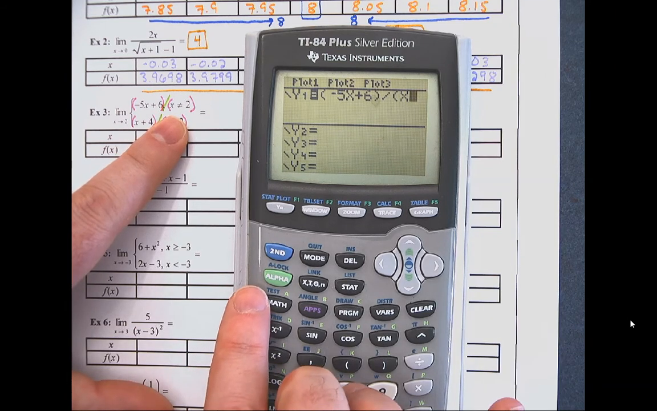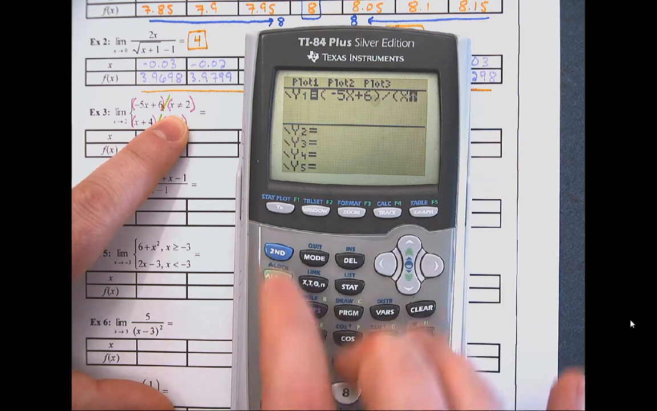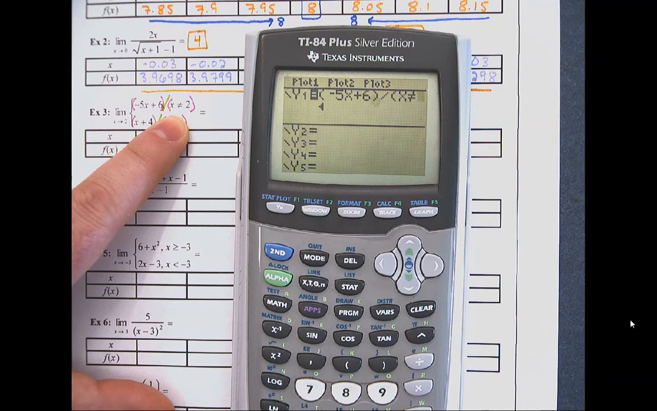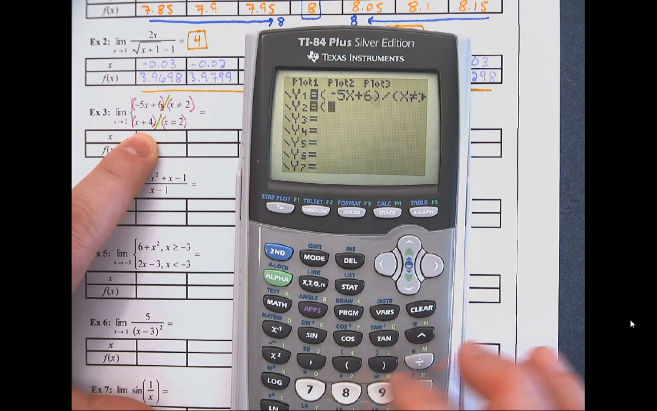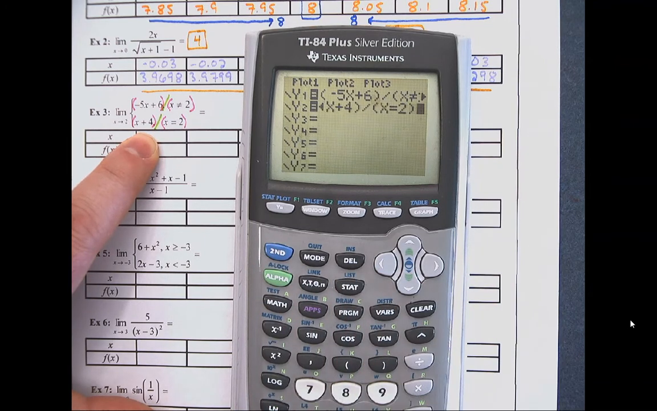Everything with your less than, greater than, equal to's, not equal to's is underneath this option here called test. Test is in blue, so I'm going to select the blue button first, and then you'll see that there's a not equal to option. Close your parenthesis. Go down to my second function, x plus 4, divided by the quantity x. Now I go into test again, equals 2.